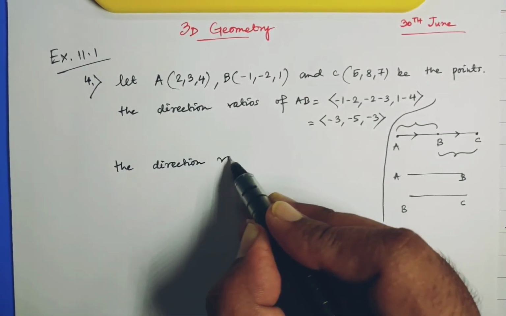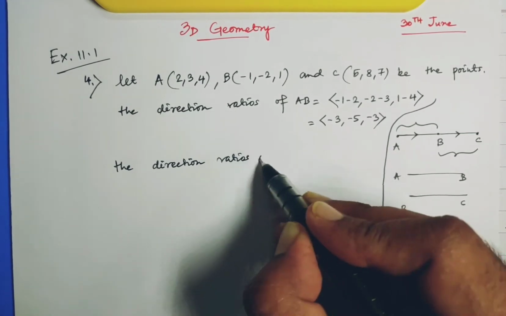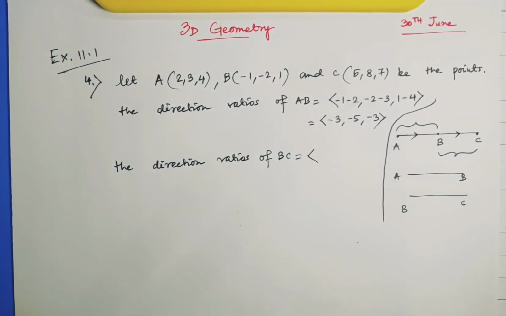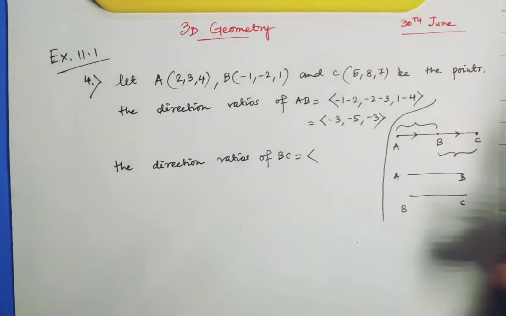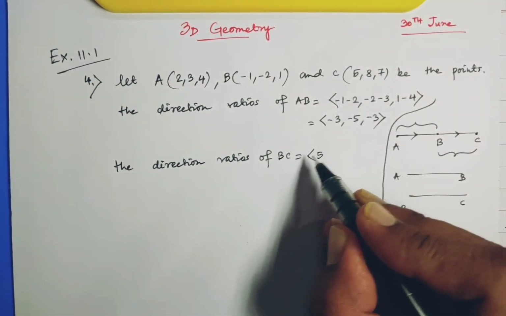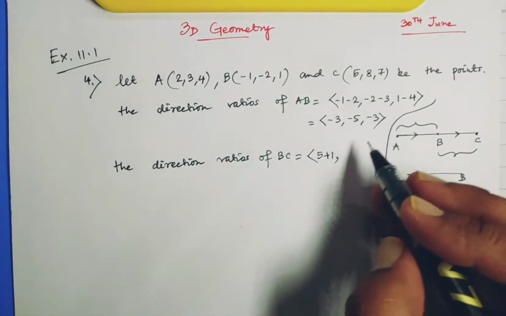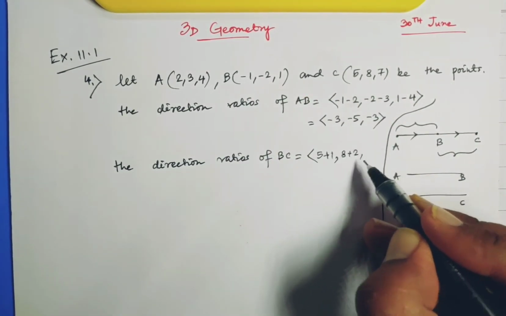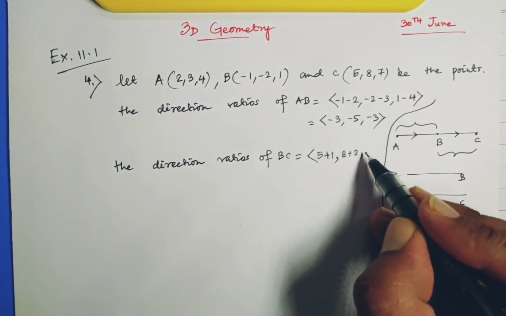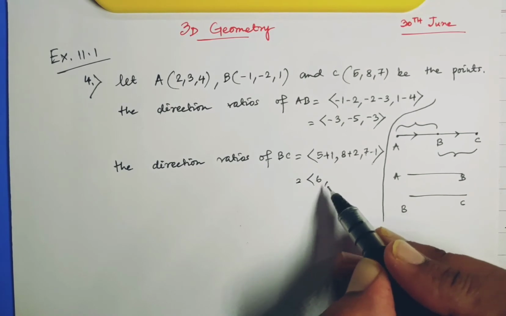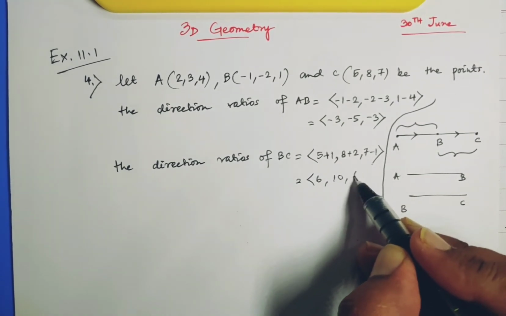The direction ratios of BC is equal to, what are that? So the terminal minus initial, so 5 minus of minus 1 becomes 5 plus 1. Then 8 minus of minus 2, that is 8 plus 2. Then 7 minus 1. So what is that? So it is 6, this is 10, and this is 6.